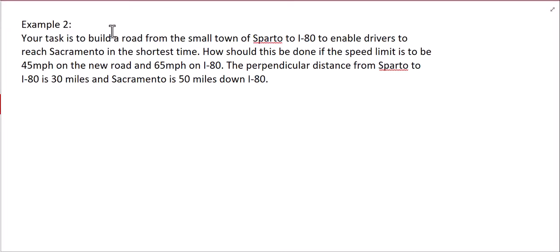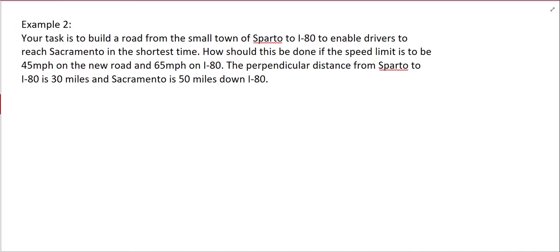Hey everyone, this is part 2 of our optimization video sequence, and this is example 2. Your task is to build a road from the small town of Sparto to I-80 to enable drivers to reach Sacramento in the shortest time possible. How should this be done if the speed limit is to be 45 miles per hour on the new road and it is 65 miles per hour on I-80? The perpendicular distance from Sparto to I-80 is 30 miles and Sacramento is 50 miles down I-80.